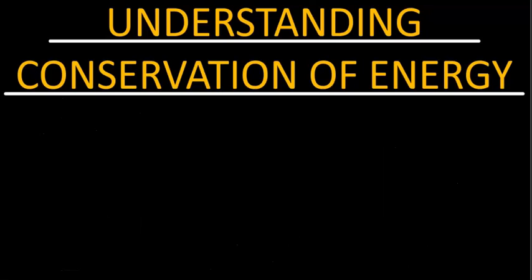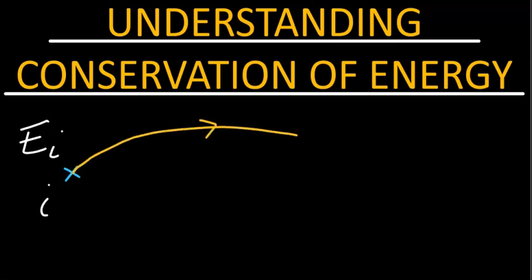So what exactly is the principle of conservation of energy? Let's look at a system. This system is initially in the initial state. Let's call that state I. Let's assume the amount of total energy the system has in that state is EI. Then the system evolves to some final state in which the total energy is E sub F.